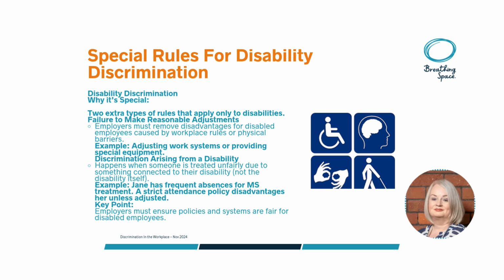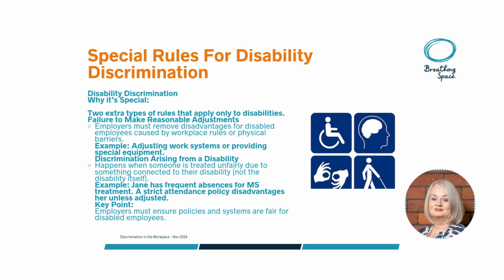As well as all the other rules, disability actually has 2 separate rules to itself. The first one being failure to make reasonable adjustments. So this is where employers must remove disadvantages for disabled employees caused by workplace rules or physical barriers. For example, adjusting work systems or providing special equipment so that they can do their job properly.